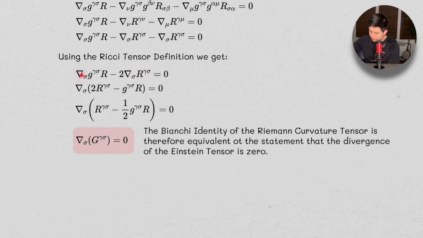But we now have a derivative sigma of this object in here. Okay, we've just taken the derivative sigma out, right? Because it was common in both terms. And then we get to this point here.